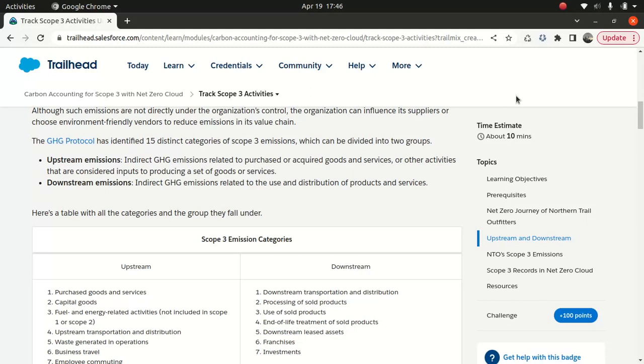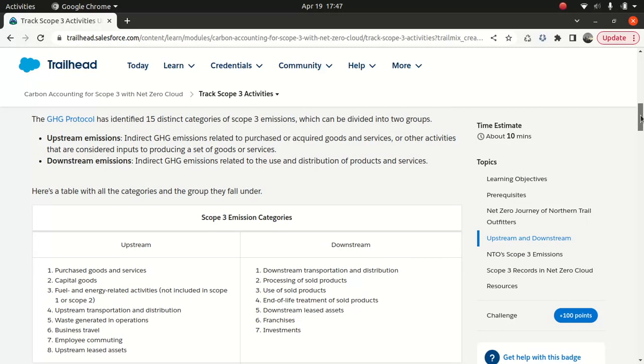Now, when you talk about scope three emissions, right? There are two categories, which we should be primarily looking at: emissions based on the stuff you buy and purchase, and emissions based on the stuff you use, right? So, in a nutshell, these are called upstream and downstream emissions. If you buy or acquire goods, that usually comes under upstream. But if you are going to use and distribute, then it's going to come under downstream. We're going to look at a few examples to make it clear for you guys.